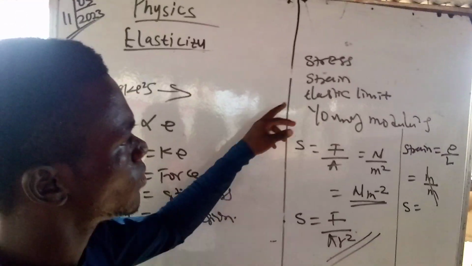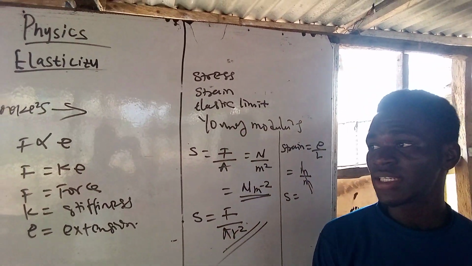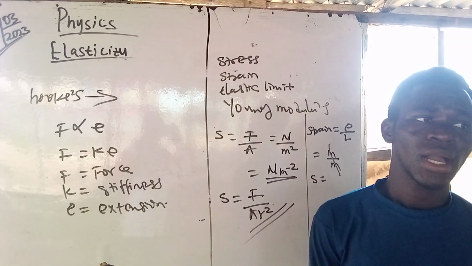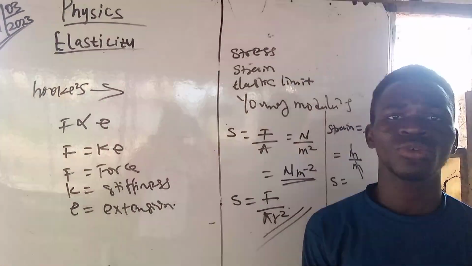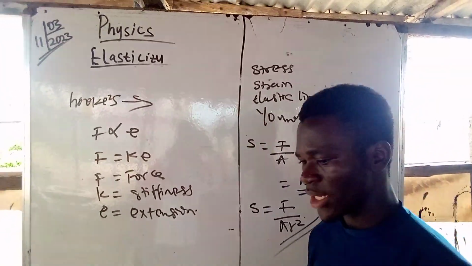Now let's move to elastic limit. What do we call elastic limit? It can be defined as the point at which an elastic material gets to, and is not able to get back to its original shape after the stretching force. Now let's take note of this.